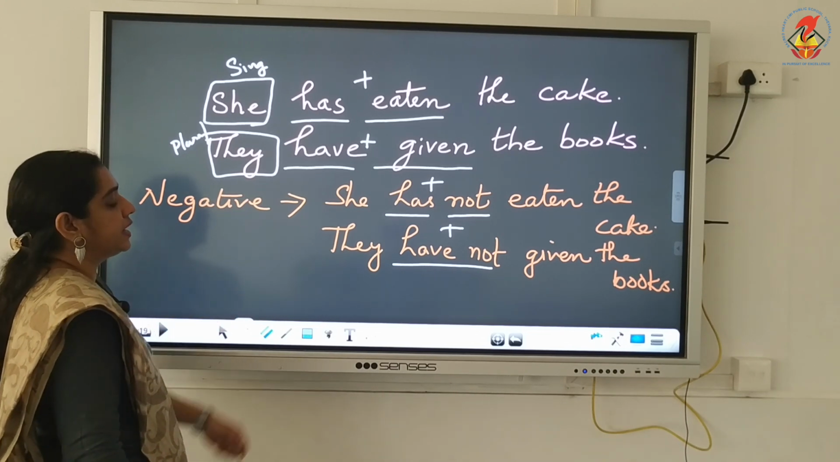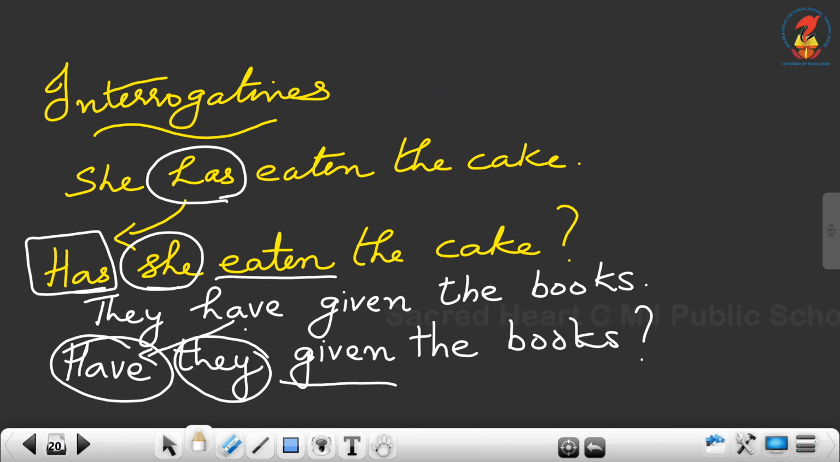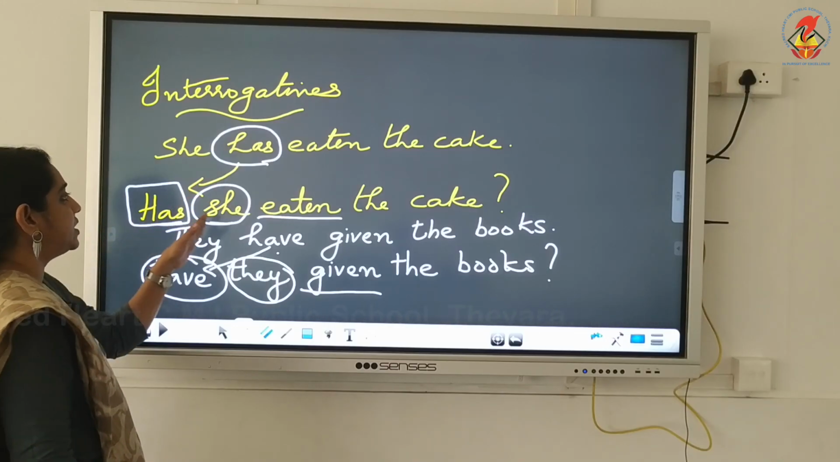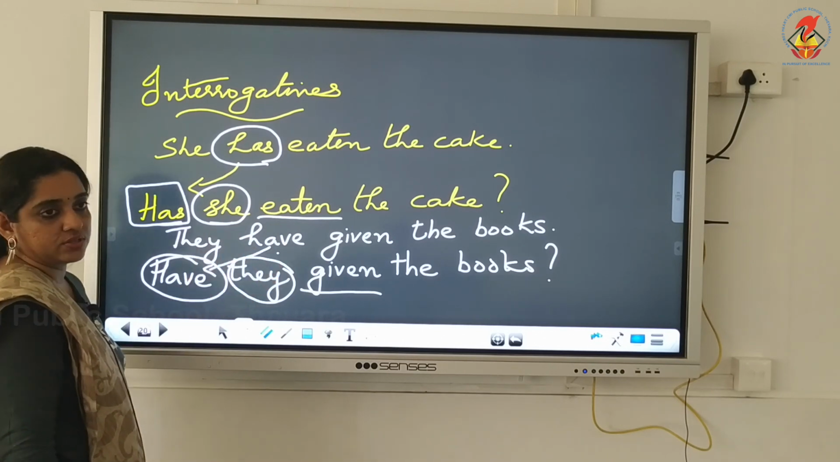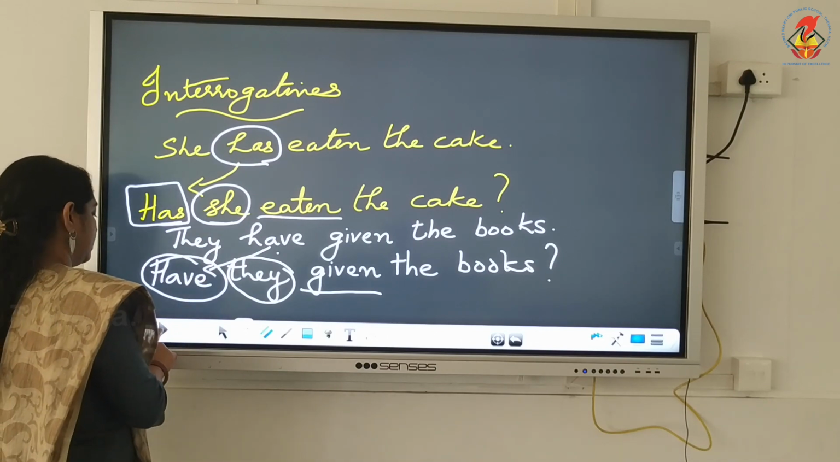Then how to make it negative? By adding not. Has not, have not. You can make it negative. Now, interrogatives. How to make a question? Just by putting this in the beginning, you can make it interrogative. Okay, has she eaten the cake? Have they given the books? So, this is how you can make interrogatives.